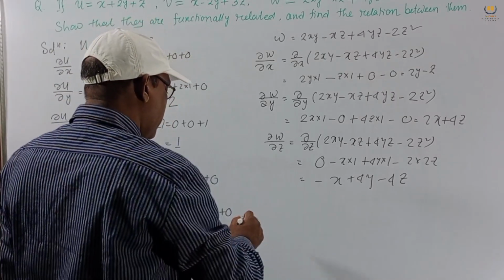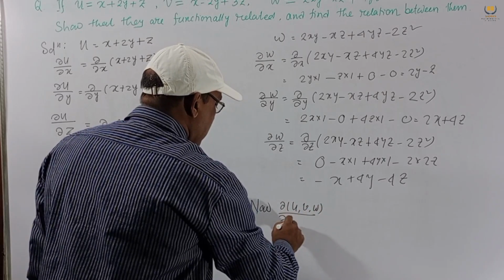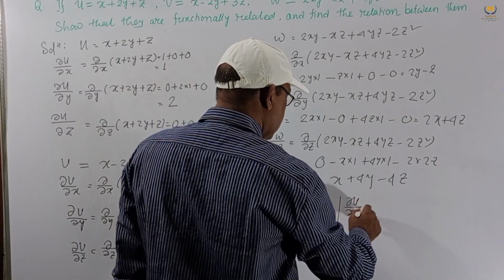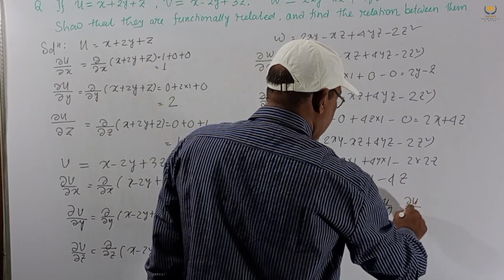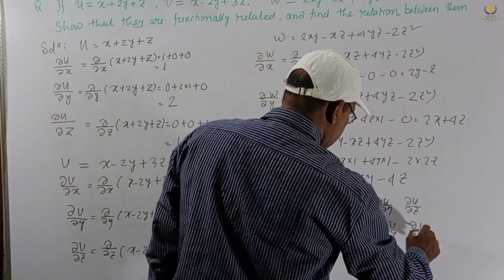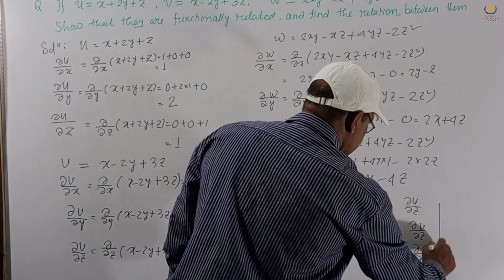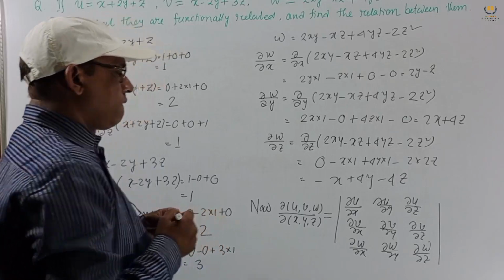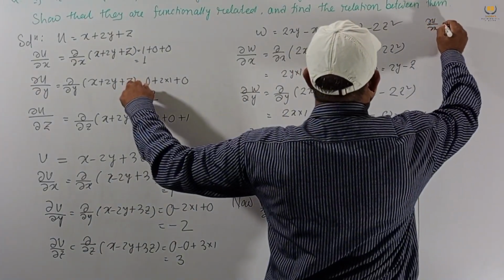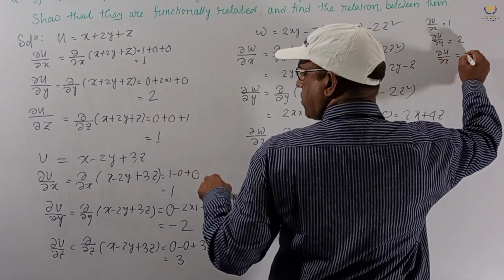Now our requirement, Jacobian of u, v, w, del u v w by del x y z, this equals the determinant of del u by del x, del u by del y, del u by del z, del v by del x, del v by del y, del v by del z, del w by del x, del w by del y, del w by del z. This is our definition of Jacobian. Now for solving this, I am rewriting the values: del u by del x we get 1, del u by del y we get 2, del u by del z we get 1.